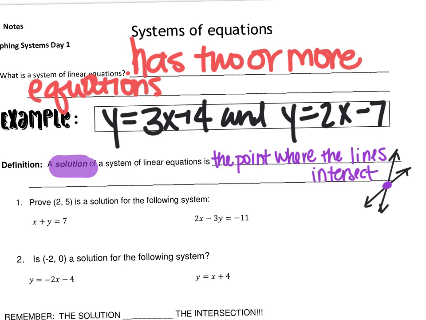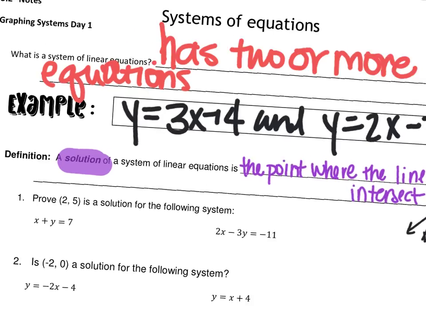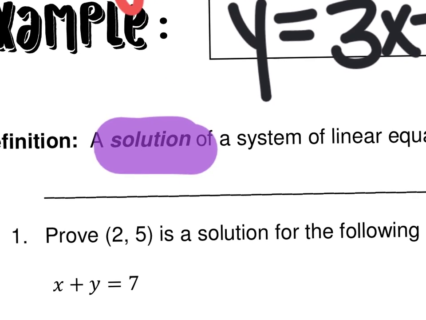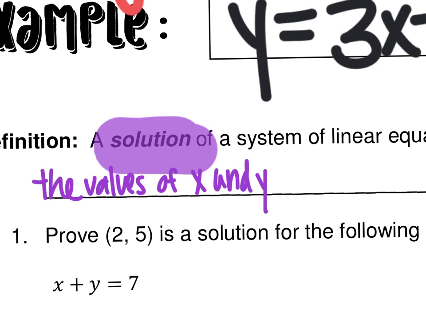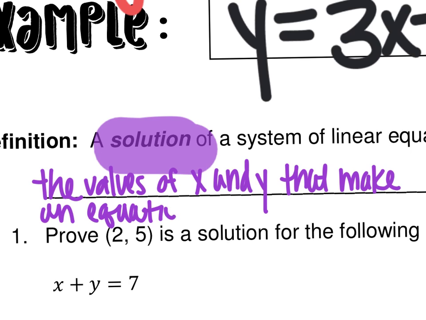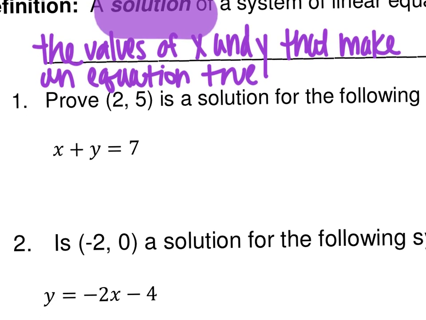Now, there is another way we can find a solution. It can also be the values, plural, of x and y that make an equation true. It's the values of x and y that make an equation true. And this is actually the first definition that we're going to talk about. We're going to put that to use on problem 1 here.